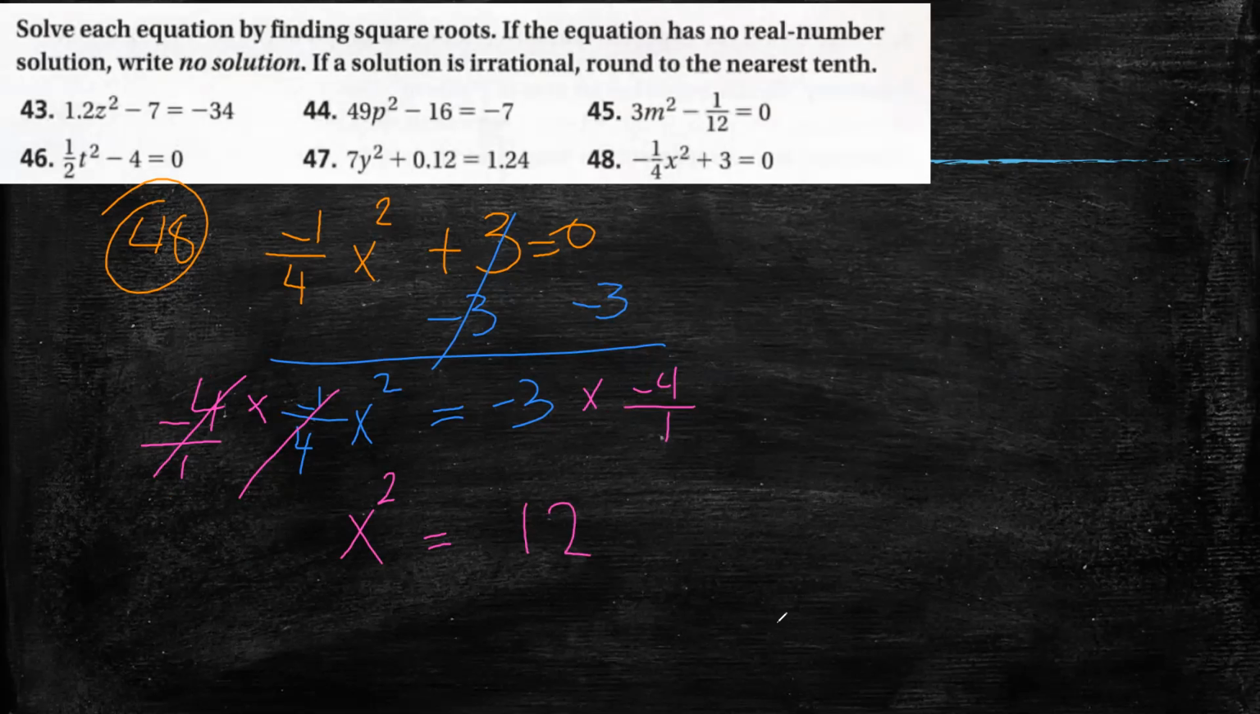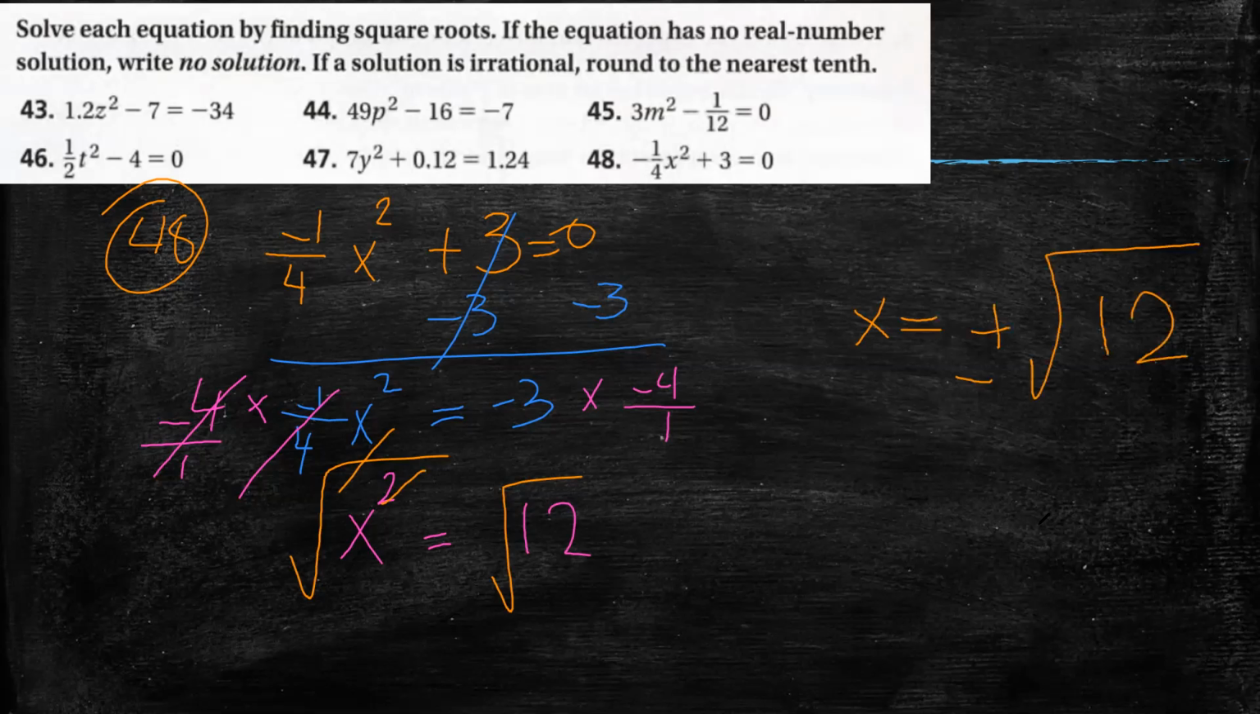So what about the value of x? What do I have to do now? Under the square root. So x will be positive or negative the square root of 12. Is this clear?